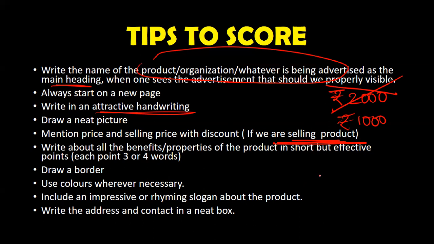I'll be showing you some examples so you will get a better idea. But many a time you need to invent the product name and invent the features. For example, they may give toothpaste. You need to give a name of the toothpaste and give your own name. Try not to use names that are already established brands. Now, always draw a border and use colors wherever necessary.